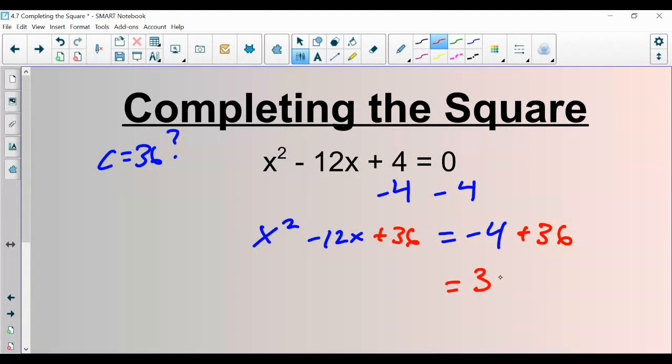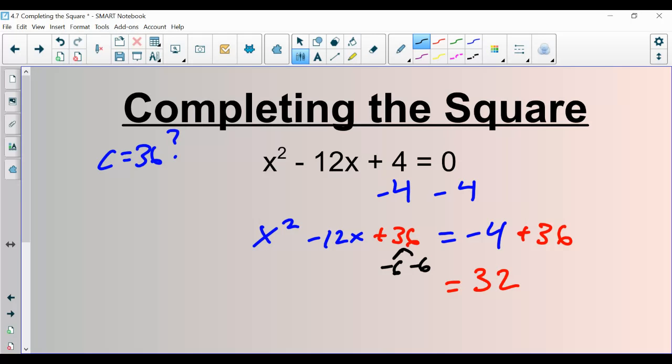The right side here would equal 32. And now I'm going to factor this statement. At first, you're probably going to go through the steps. You're going to be like, okay, well, what multiplies to 36 that adds to -12? And eventually you come up with -6 and -6, which is true.